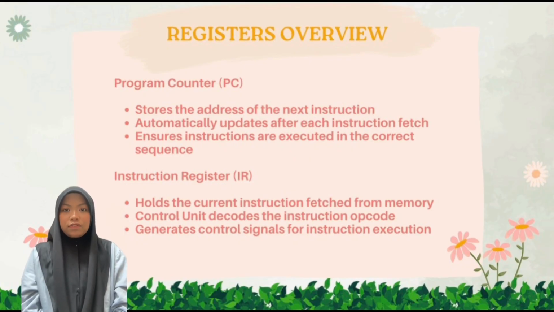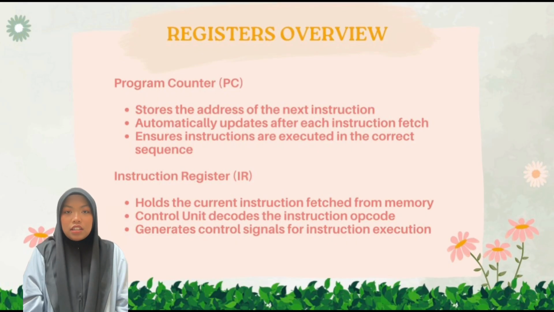After an instruction is fetched, the PC is automatically updated to point to the subsequent instruction in sequence. This continuous updating ensures that program instructions are executed in the correct order without interruption. Another essential register is the instruction register (IR), which stores the instruction currently fetched from memory.